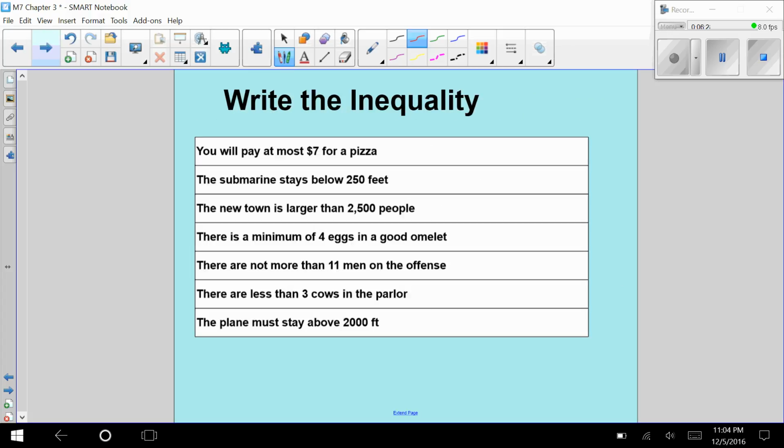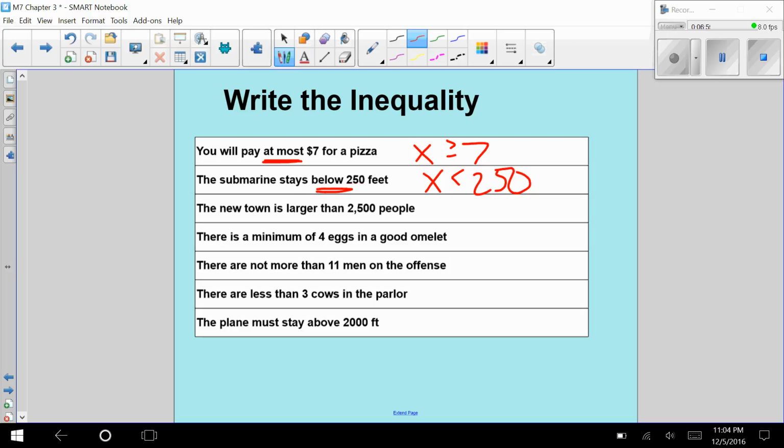You will pay at most $7 for a pizza. So you start by writing down your variable, let's say x, and your number, 7. Our important phrase here is at most. At most translates to a greater than or equal to symbol. X is greater than or equal to 7. The submarine stays below 250 feet. Write down my variable. Write down my important number, 250. Below is my keyword. A below is less than.